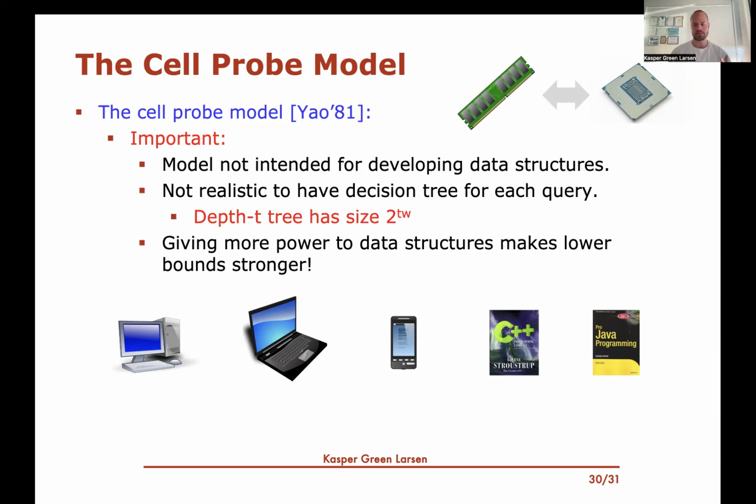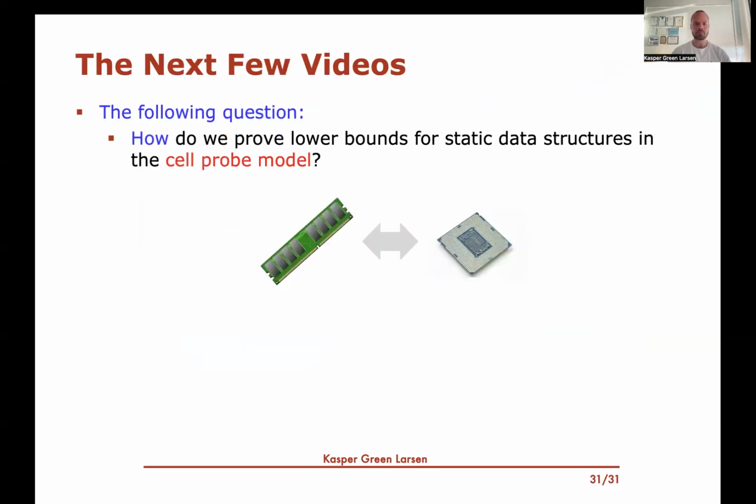But what you should have in mind is if I want to prove a lower bound, if I give more power to a data structure and I can still prove a lower bound, then the lower bound is just even stronger. The lower bound holds even if the data structure was super powerful. Right, so proving lower bounds in this model will mean that the lower bounds hold for all these computation devices. Right. So what's going to come in the following videos is really how do we prove lower bounds now in this CellProbe model. Right. So I hope that you'll watch these videos and learn more about this very interesting area of research.